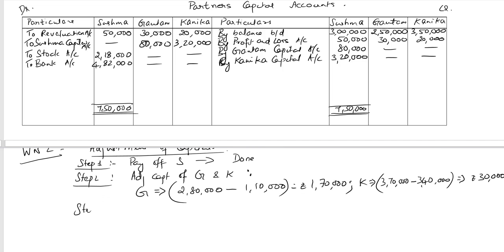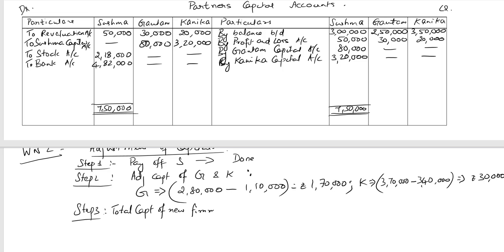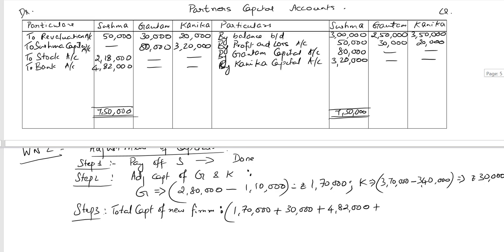Step 3 is to get the total capital of the new firm. For this, we need to add the adjusted capital of Gautam and Kanika. Also need to add the amount which is paid to Sushma, which is 4,82,000. And we need to add the desired bank balance and deduct the existing bank balance. So let's go to the sum.